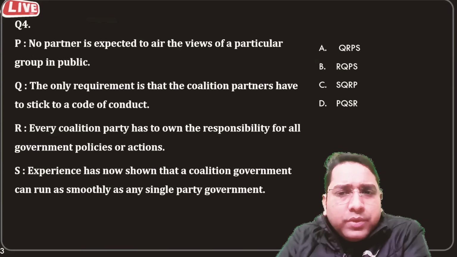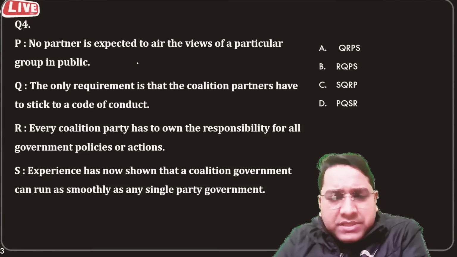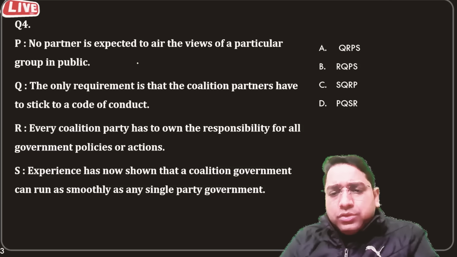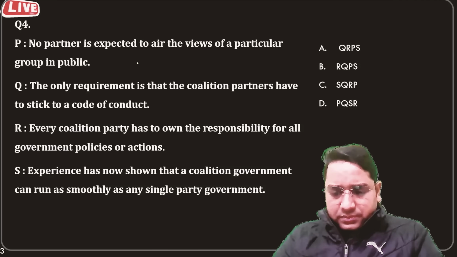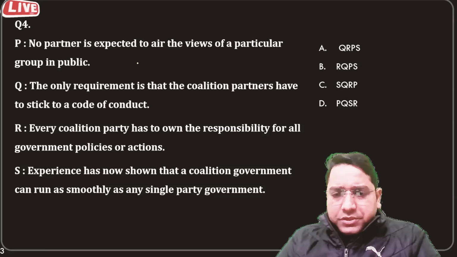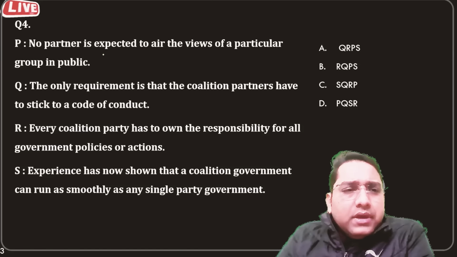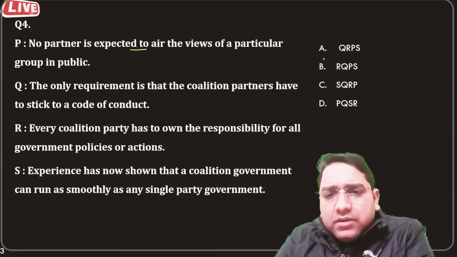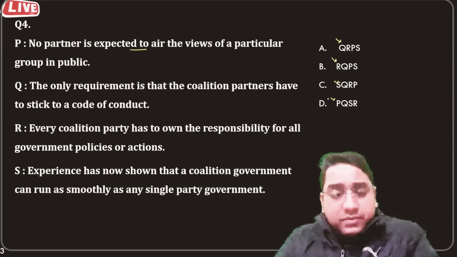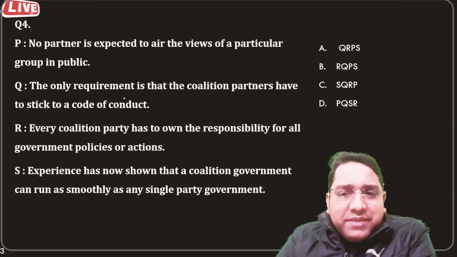Okay, let us solve one more question. Let's solve this one, question number 4. No partner is expected. Just go through the options, because options are given. Shall we discuss? QRSP. It's very easy now. Whether it is easy or difficult depends on the options.